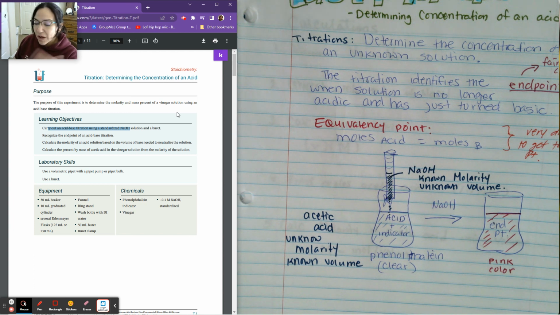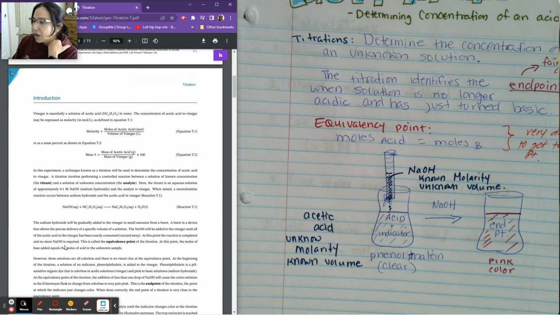You slow that flow down, you keep swirling it, and the minute that one drop makes it light pink and it doesn't swirl away, you turn off the burette. So you basically turn this little knob right here and prevent any more of the base from going into the acid. All right, so how do we do calculations?